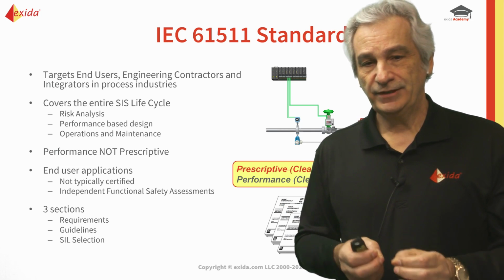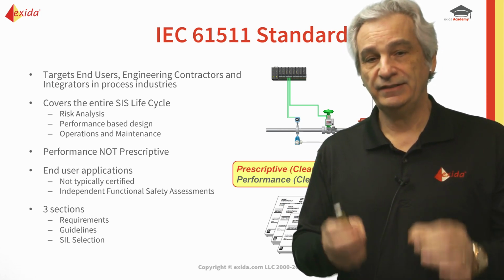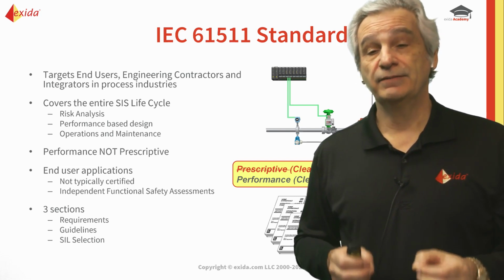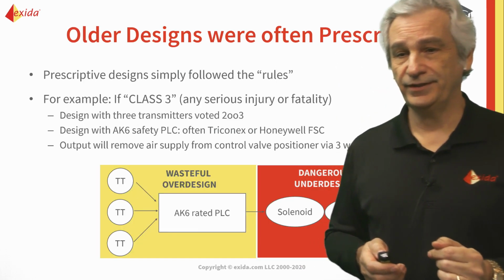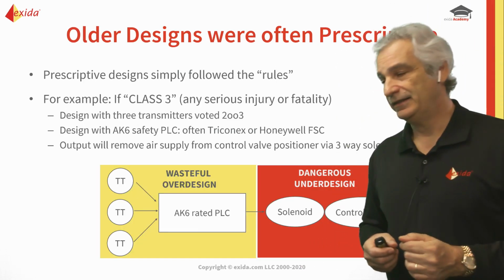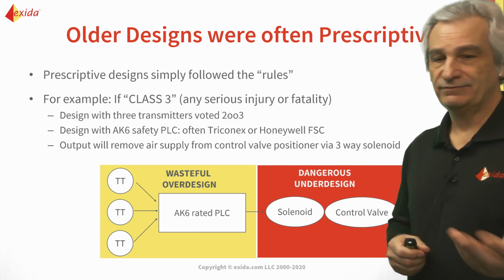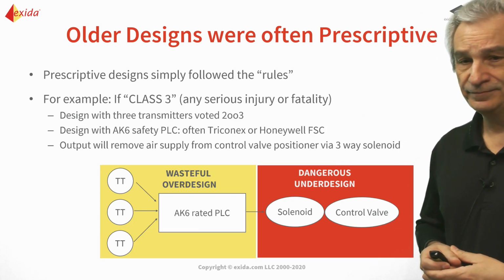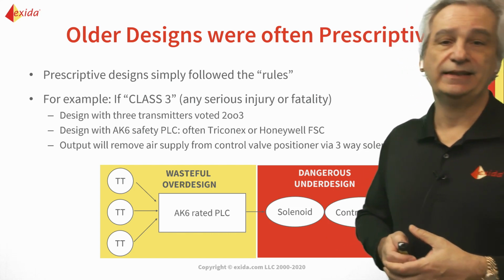So, 1511, we need to have metrics. We need to be able to measure performance. We need to be able to prove that the performance is being followed. So these are important things. Like I said earlier, when you look at the older design, the prescriptive design, that front end is a wasteful over design and the back end is a dangerous under design. But that was the class 3 requirement back then in the early 90s. Now we know different.